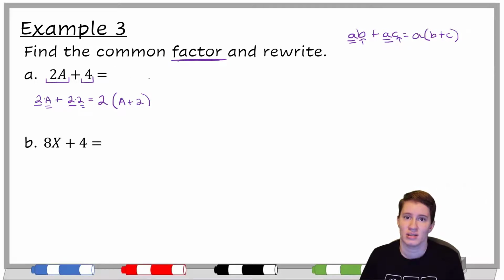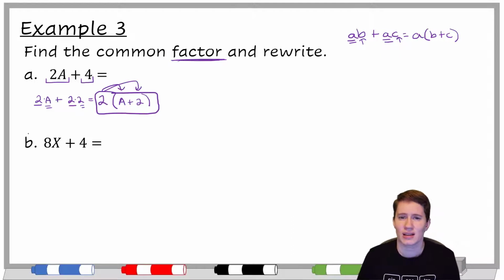If I wanted to check my answer, I would distribute the 2 and see if I get what I started with. But this is my answer, 2 times a plus 2. It's kind of weird to be doing it both ways here, but we are. How about on B? We've got 8x plus 4. What do these have in common?